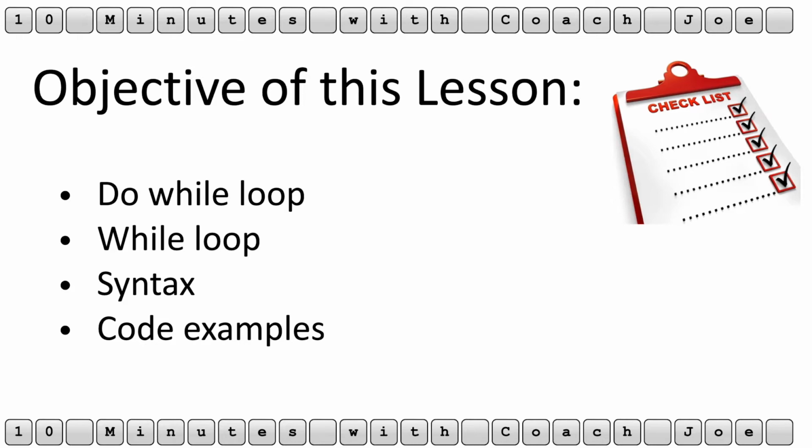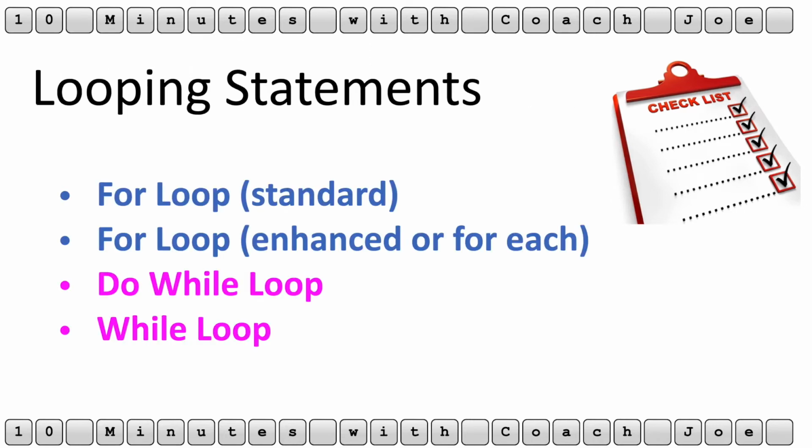In this lesson, we will review the do while and while loops along with a visual example, the syntax, and some code examples. Often, you will be in a situation where you need to execute a set of code multiple times until a specific condition is met. There are 4 types of looping statements that will accomplish this task. In this lesson, we will cover the do while and while loops.